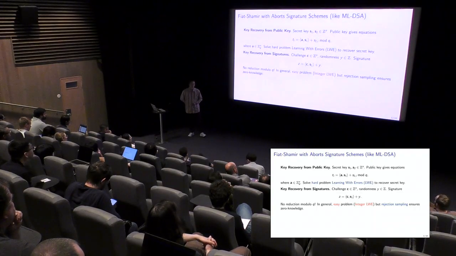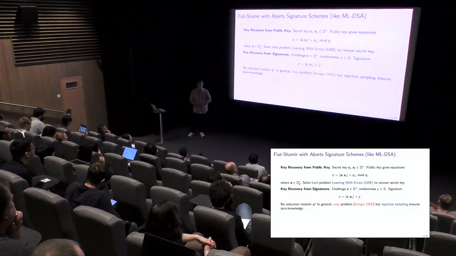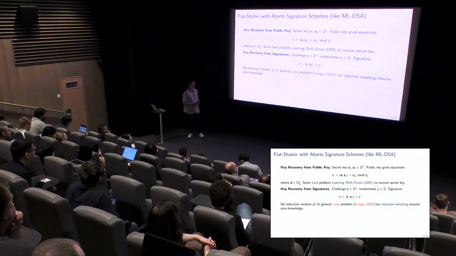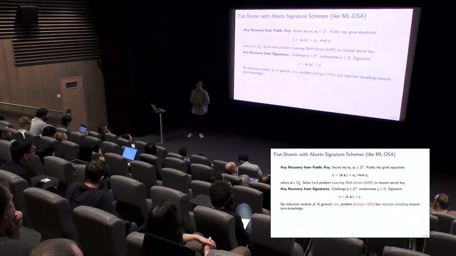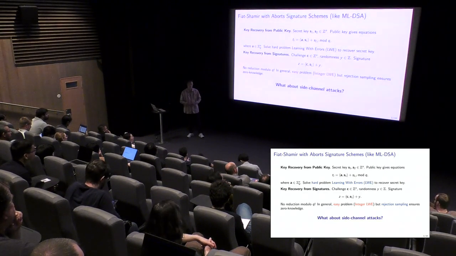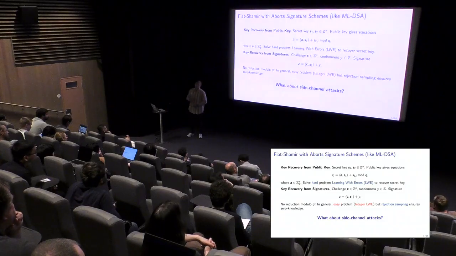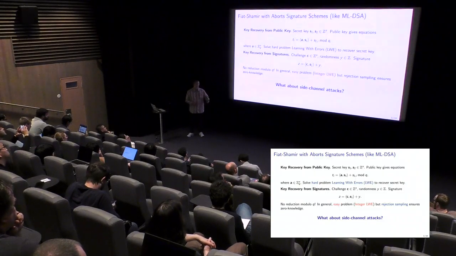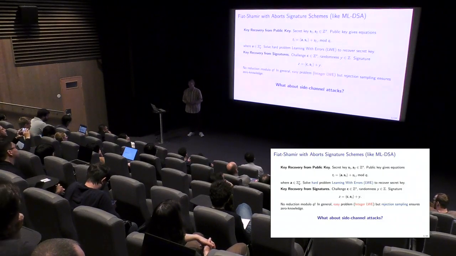So for any number of signatures, it is not possible to recover the secret key because of the zero knowledge property. But we asked ourselves, well, what about side channel attacks? Is there a possibility to gain some side channel information to recover the secret key from signatures?